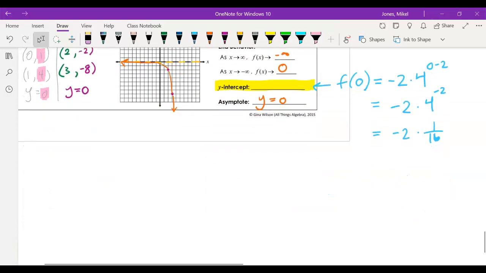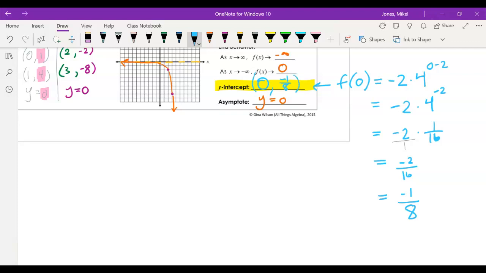Okay. So then when I multiply a fraction times a number, that 2 is like saying 2 over 1. So it would be -2 times 1 over 1 times 16. And then this does reduce to a -1/8. Whew. So my intercept is 0, -1/8.